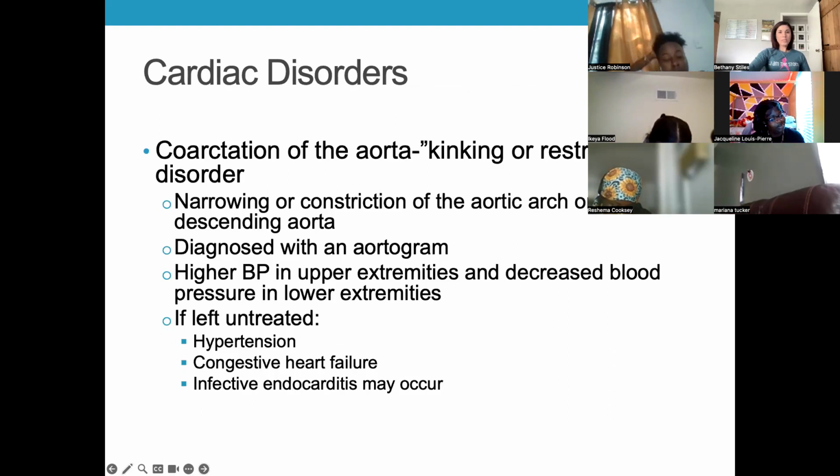So coarctations, like we said, are going to be kinking or restrictive disorders. It's going to be a narrowing of the aortic arch or the descending aorta. We diagnose this with an aortogram, and we can also see things like higher blood pressures in the upper extremities above the kink and decreased blood pressures in our lower extremities that are going to be after the kink. And if we leave it untreated, we can end up with hypertension, congestive heart failure, and we can end up with infective endocarditis, so an infection directly into our heart muscle.